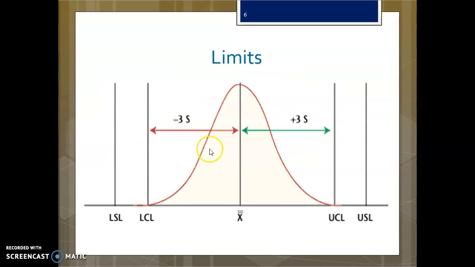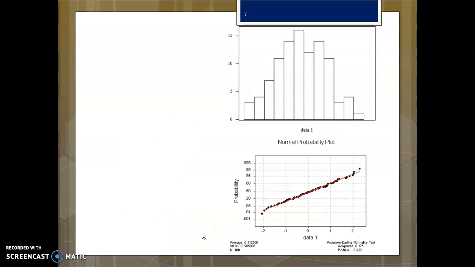Okay. All right, so if we look at this again, this shows you minus 3 sigma and plus 3 sigma, which gives you a total of the 6 sigma. And these limits here are generally within the engineering specifications. Let's go to the next slide.